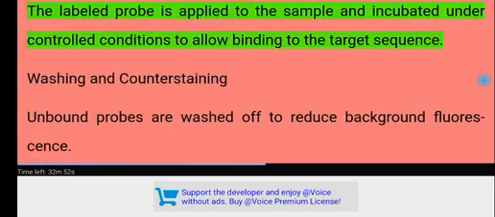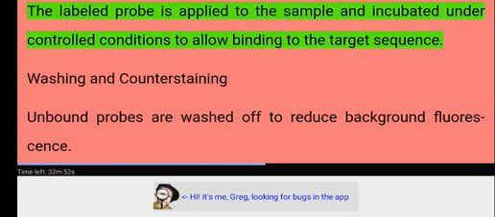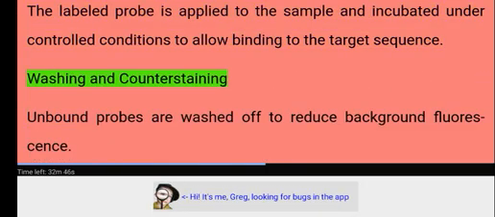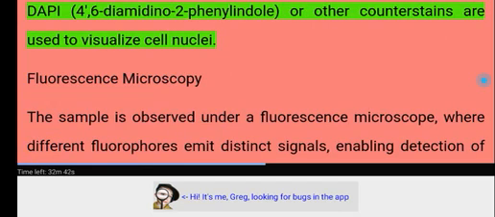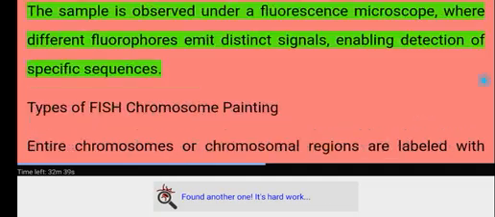Hybridization. The labeled probe is applied to the sample and incubated under controlled conditions to allow binding to the target sequence. Washing and counterstaining. Unbound probes are washed off to reduce background fluorescence. DAPI, 4',6-diamidino-2-phenylindole, or other counterstains are used to visualize cell nuclei. Fluorescence microscopy. The sample is observed under a fluorescence microscope, where different fluorophores emit distinct signals, enabling detection of specific sequences.